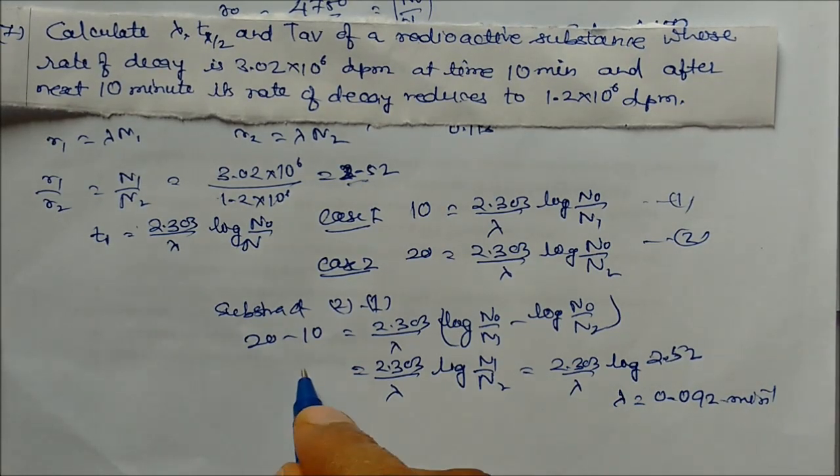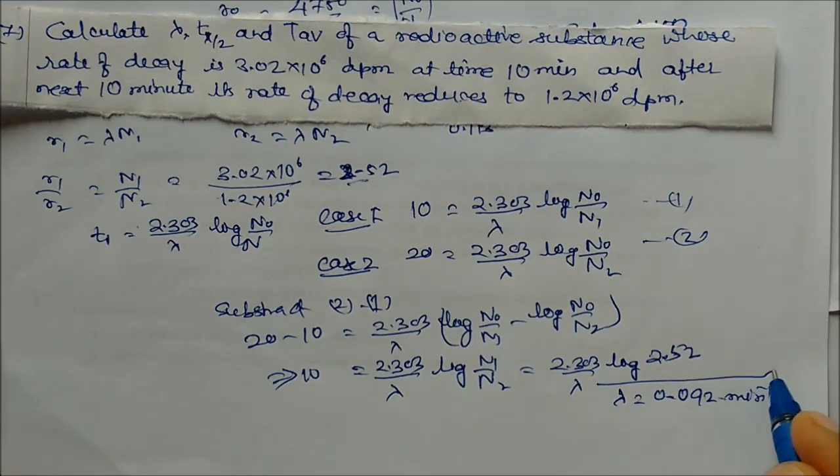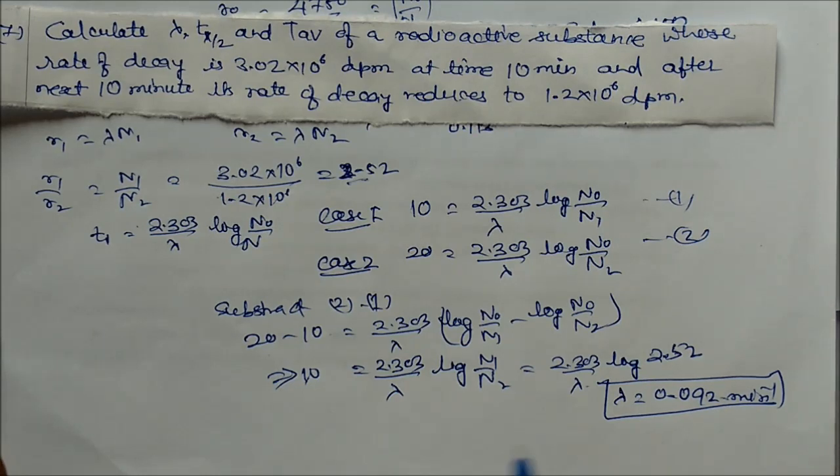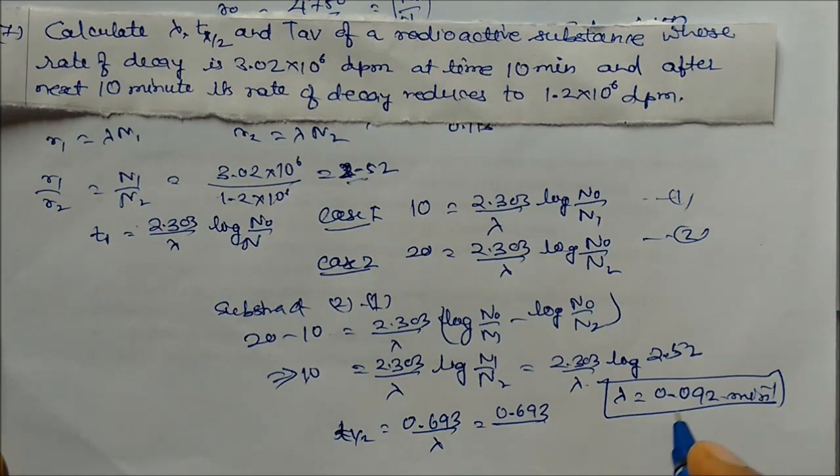Okay, this we are getting, so this is the answer. 20 minus 10 is 10, so this is our value. Again you find the half-life. Half-life will be 0.693 divided by lambda, and the decay constant is 0.092, so we get a value of 7.5 minutes.